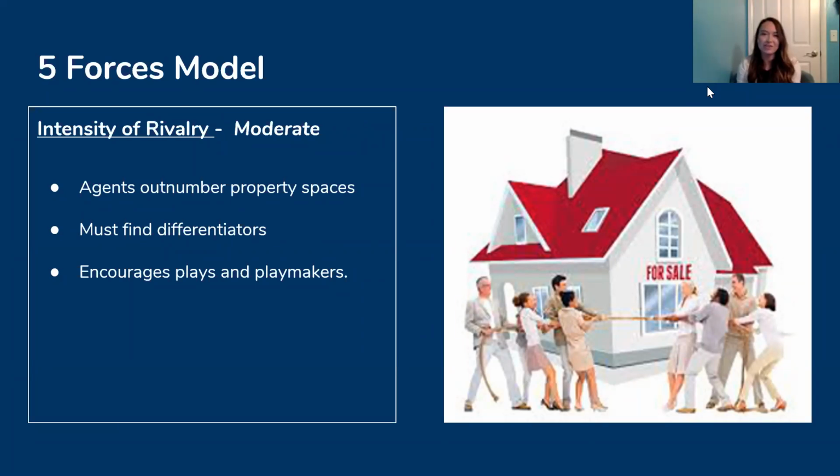Okay, so moving to the 5 forces model, the first force we'll look at is the intensity of rivalry, which is a moderate force for them. Typically, agents outnumber the property spaces available to sell, rent, and buy. So agencies must find differentiators to separate themselves from the competition. And all in all, this is a competitive environment, but it does encourage playmakers to make those plays and stand out in the environment.